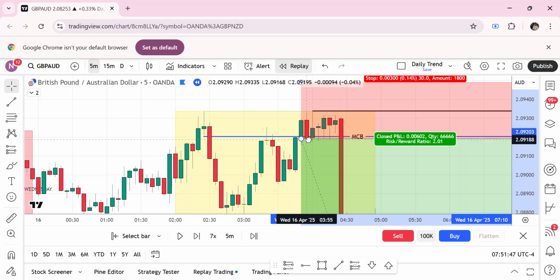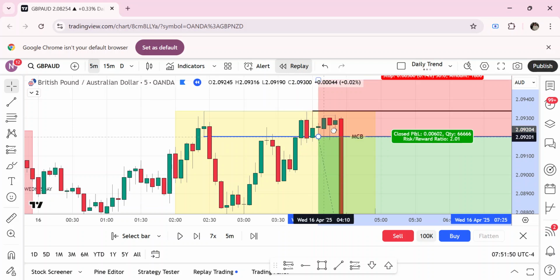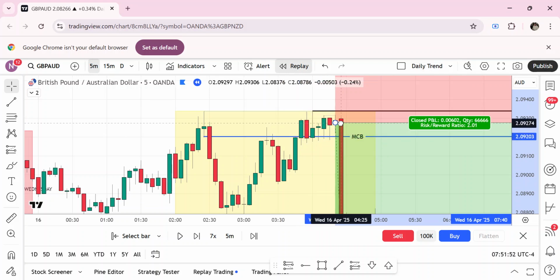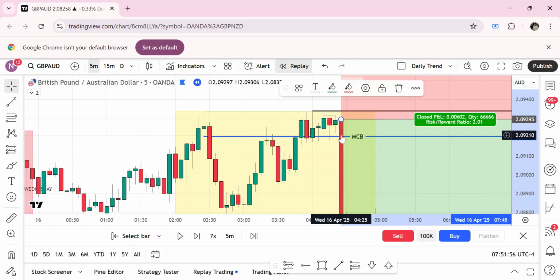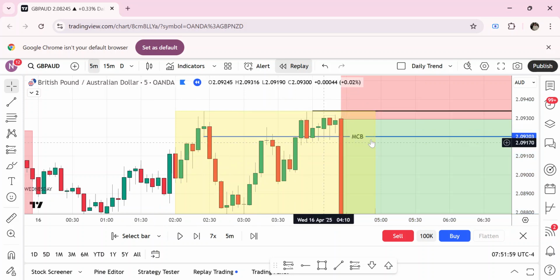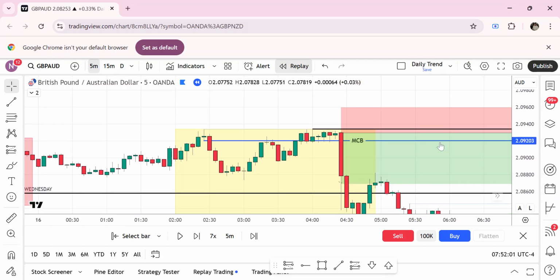all the way up to like 4 o'clock, 4:20, 4:45. But this was pretty much the last shot right here. That candle opened at 4:25. That was it, because that straight drop, that's just too fast. This was a 5-minute chart.